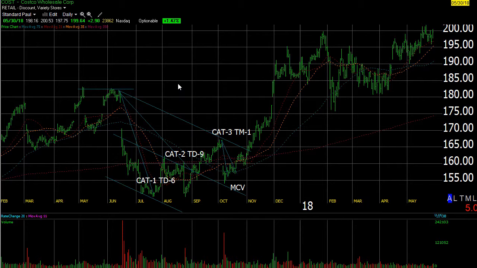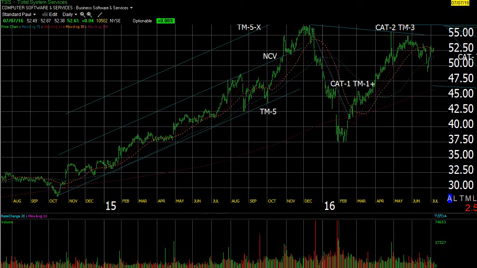The cycles could be any cycle, the fractal setup where they set up. We're not trying to force a TM3 cycle in a cup that just had a brief pullback. So it just works out differently depending on what the run-up was prior to that. Let me show you the next one.